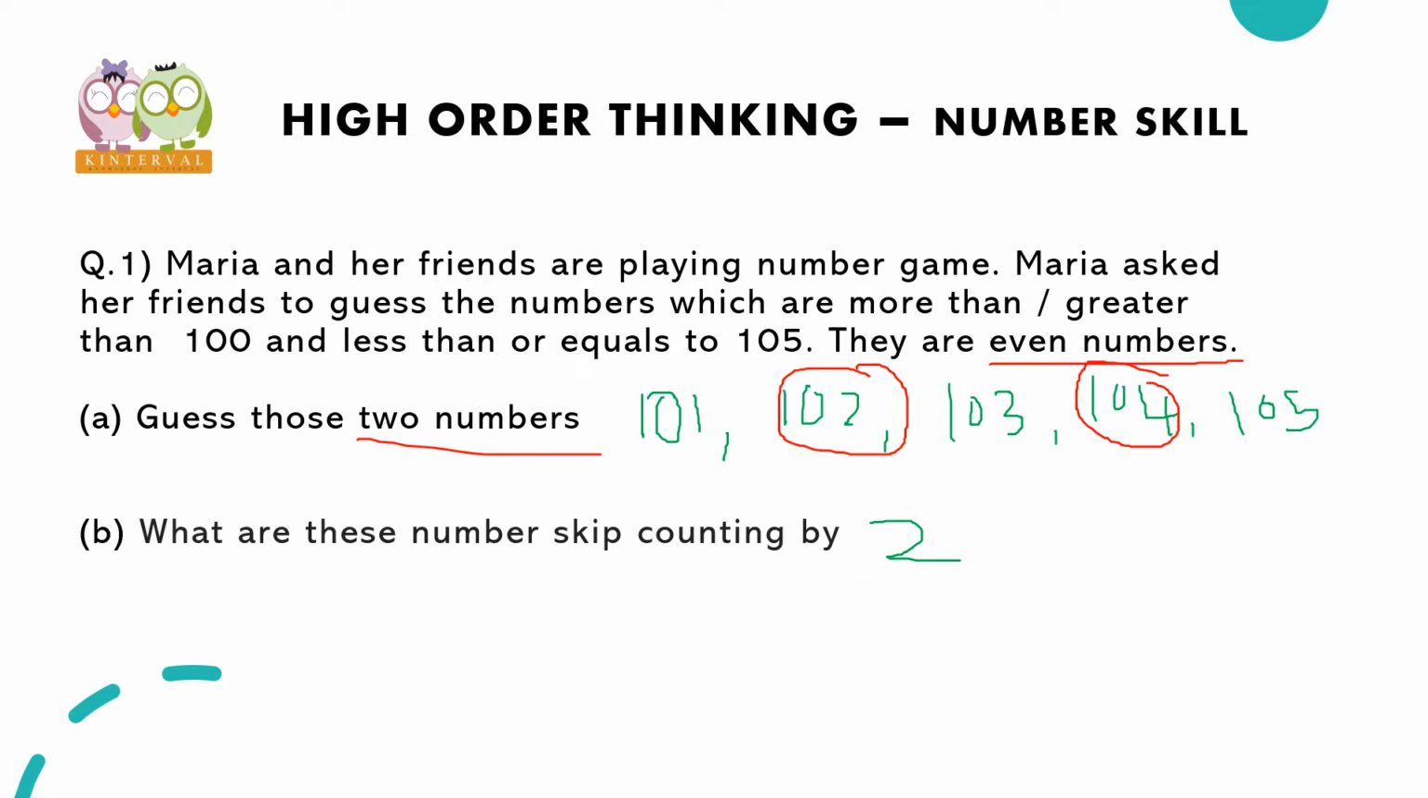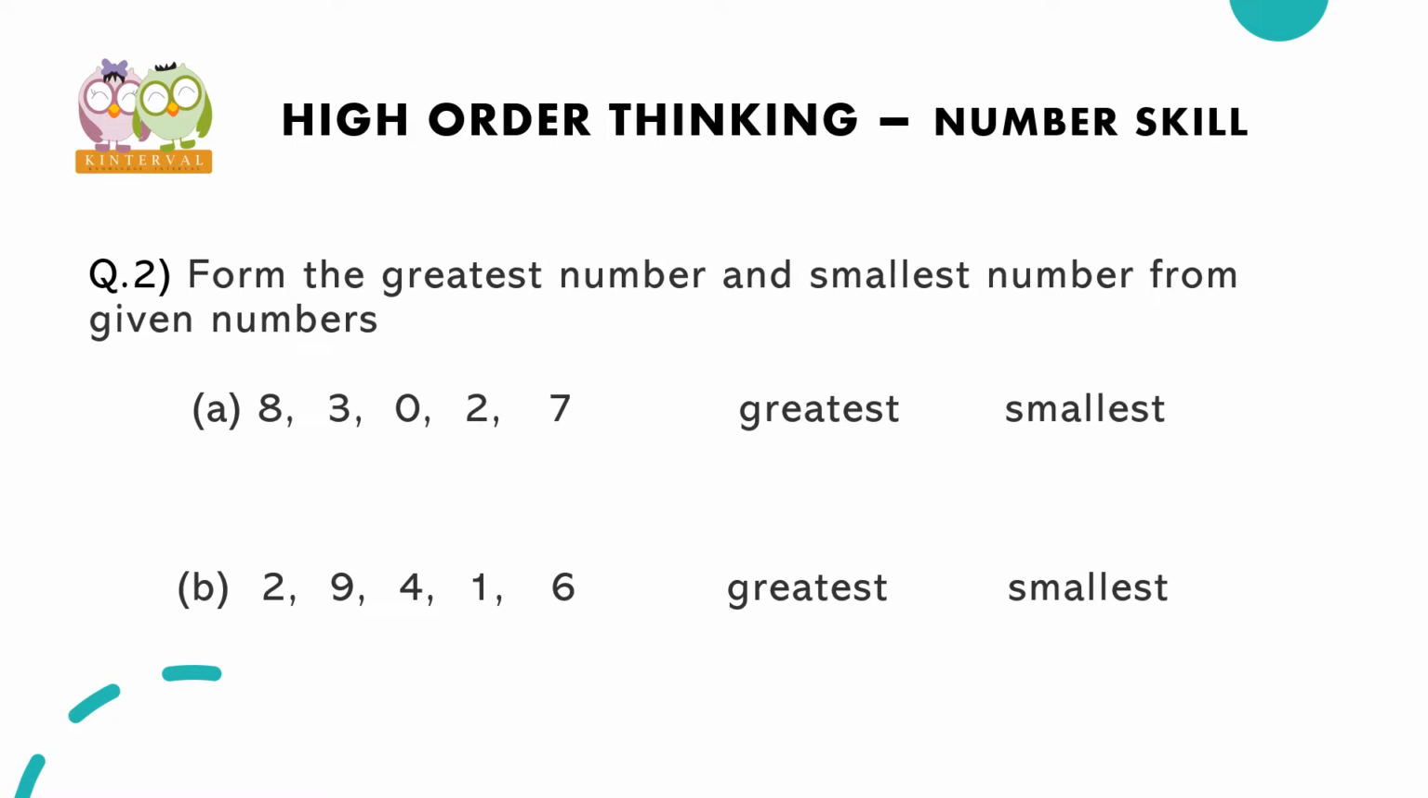Easy? Let's go ahead. The second one: form the greatest number and smallest number from the given numbers. They've given you a set of numbers from which you have to make a greatest number and a smallest number. To make the greatest number, we will go in descending order, from the highest value to the smallest value. And from the smallest value to the highest value, ascending order, will give you the smallest number. Only when there is a 0 while making the smallest number, there will be a little trick that we'll see.